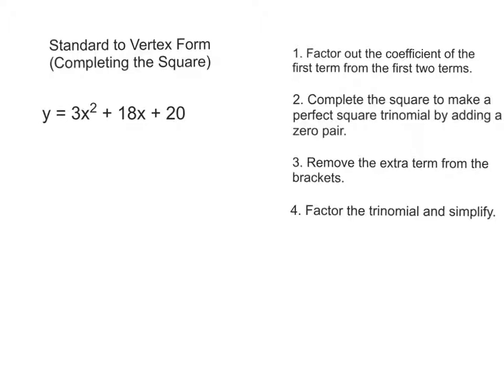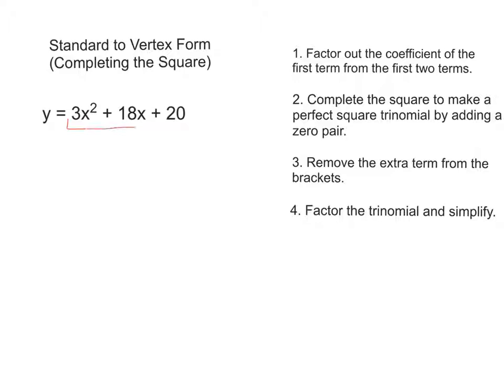So on the right there, you can see the instructions for doing it. The first step says to factor, but it's specific what we're going to factor. Because if you look at that 3x squared plus 18x plus 20 and you're looking for a common factor, there isn't one, other than 1. But what it actually asks us to do is factor out the coefficient of the first term. No matter what it is, no matter whether it's a common factor or not, we're factoring out the coefficient of the first term from the first two terms.